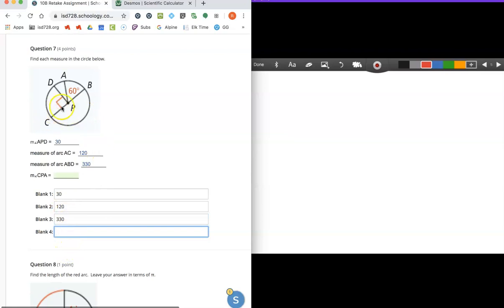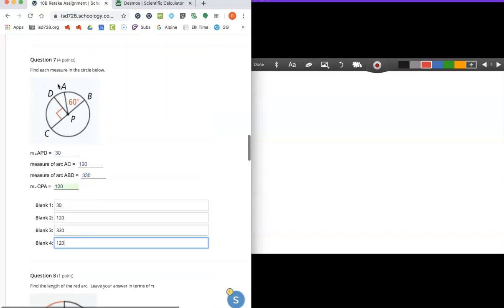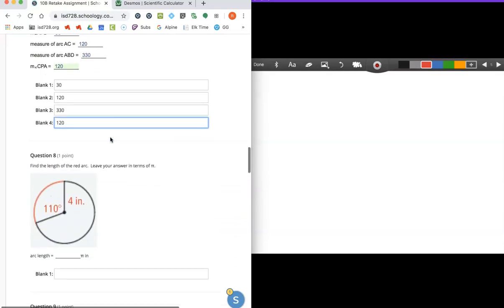And the measure of CPA, it's kind of like what we did with getting the measure of AC. CPA is again 90 plus 30, 120. This answer and this answer are the same because AC, the arc, is intercepted by CPA, the angle. So whatever this angle is, this has to be the same. And remember, anything less than 180 is called minor. Things that are exactly 180 is called a semicircle. Things that are more than 180, those are called major arcs.